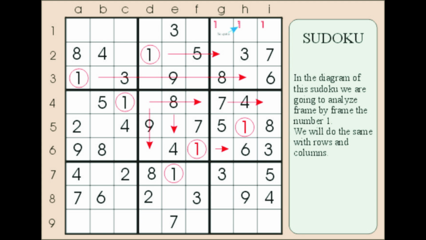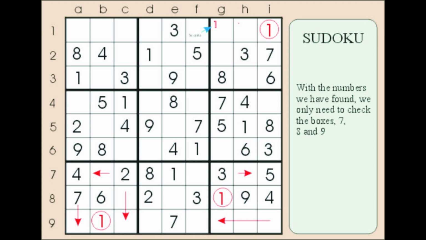Box 6 is very easy. In rows 4 and 6 there is a 1, so the only place left is 5A. There we put the number 1, and we remove the small number 1 from the beginning. With the numbers we have found, we only need to analyze boxes 7, 8, and 9.